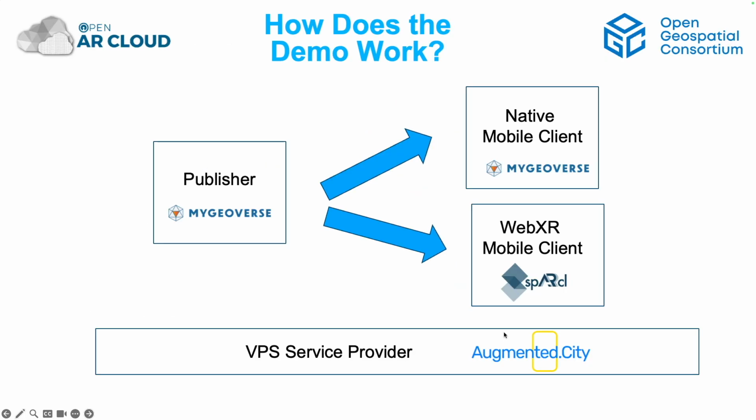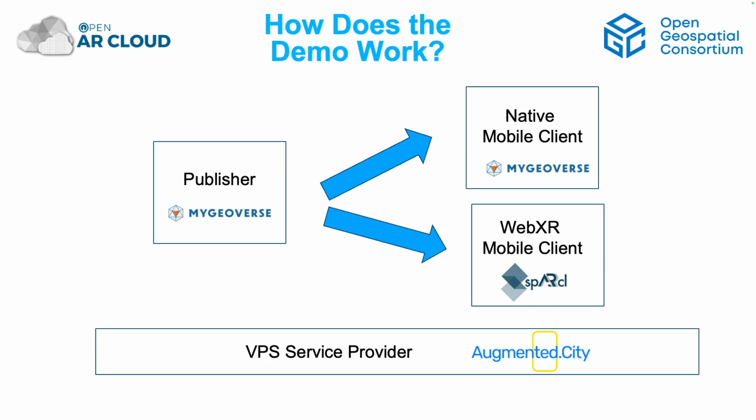And that's exactly what we demonstrated yesterday at the Google campus in Mountain View during the W3C Immersive Web face-to-face event. We had one publisher platform, the MyGeoverse platform created by XR Masters, and two mobile clients. The first client was the MyGeoverse native mobile app, which was used to author the content, a 3D OGC logo, and a point of interest.